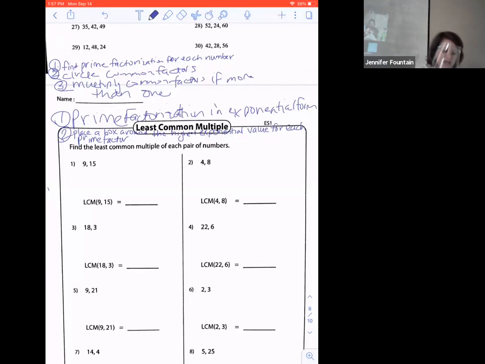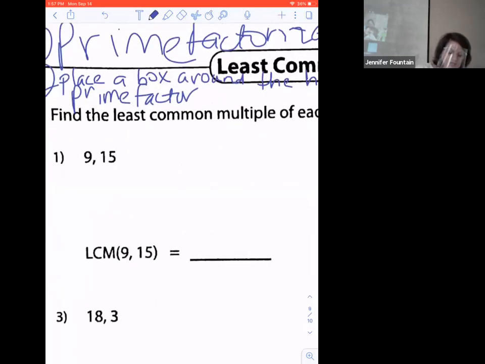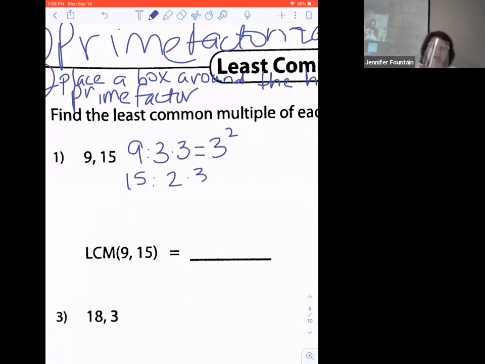Okay, so let's look at 9 and 15. Okay, so 9 is 3 times 3, so I'm going to represent that as 3 squared. 15 is going to be 2 times 3. Okay, so what I've got to do, 2 times 3, what am I doing? That would not be correct. That would be 6. Sorry about that. I think I'm getting tired. 15 would be 3 times 5.